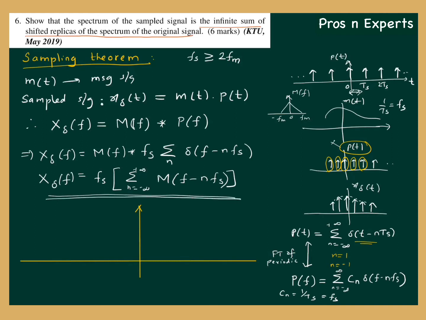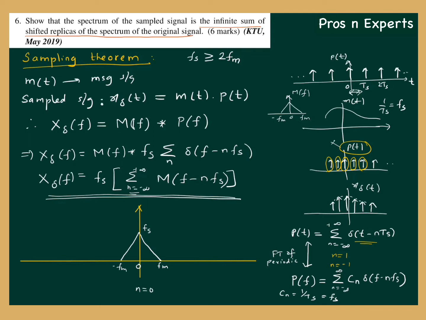Now how can you realize this equation? This is the expression for the Fourier transform of the sampled signal. How can we plot it? Just put n equal to 0. This is a sigma equation. What you will get is fs into M of f. So at n equal to 0, you will get the message signal Fourier spectrum as such, but scaled by fs. So this is fm, this is minus fm, and centered at 0. That's for n equal to 0. Now what is for n equal to 1?